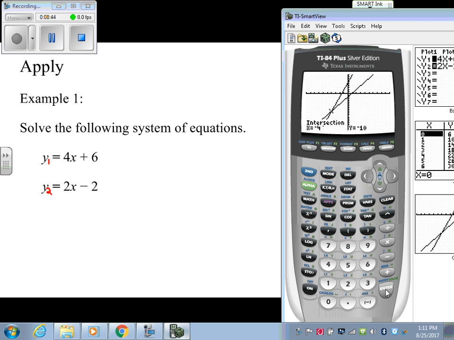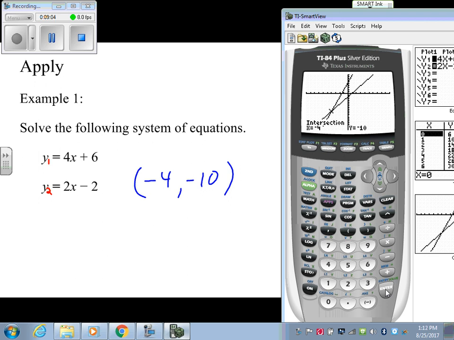So I'm hitting enter, and it says intersection at -4, -10. So that would be the answer to our problem, -4, -10. X value is -4, y is -10, and that's the point where they intersect, a point that lies on both lines, a point that makes both equations true.